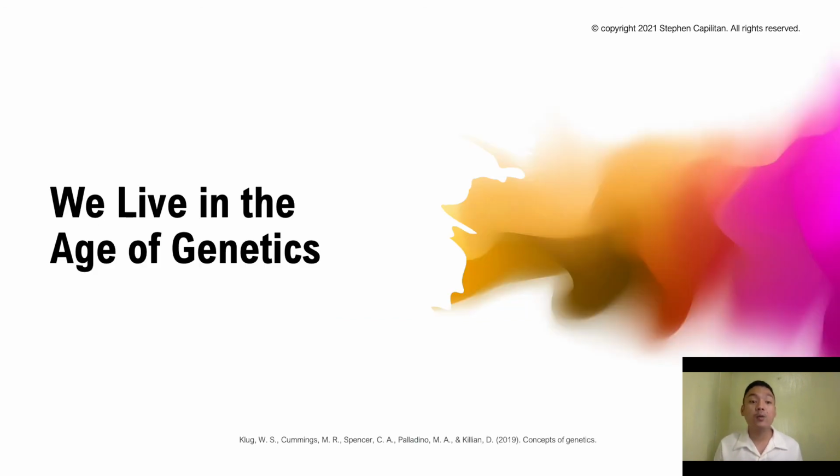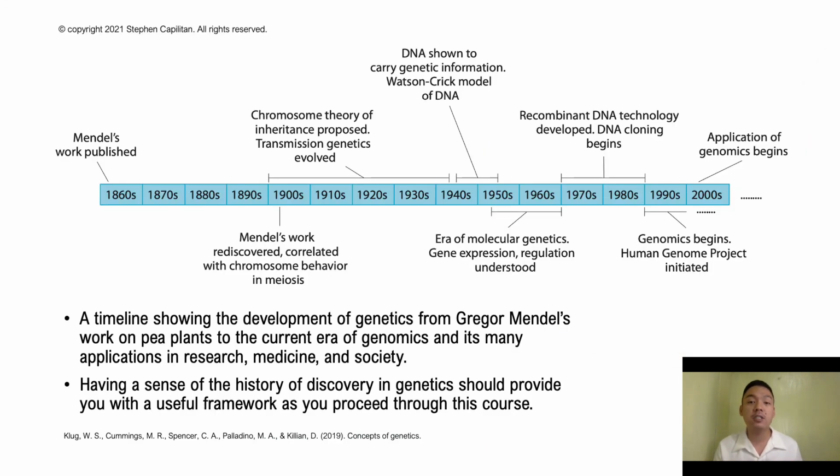And lastly, we live in the age of genetics. In the next slide, I will show you the timeline of the development of genetics, from Gregor Mendel's work in the 1860s on pea plants to the current era of genomics that started in the 2000s, and its many applications in research, medicine, and society. Having a sense of the history of discovery in genetics should provide us a very useful framework as we go along with the study of genetics.